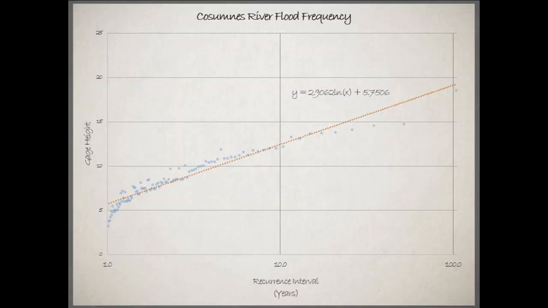We could also do a similar plot for gauge height to see how high the river would flood, assuming the banks of the river were vertical, that is. If we extend that to the 200-year flood, we'd see 21 feet of water.